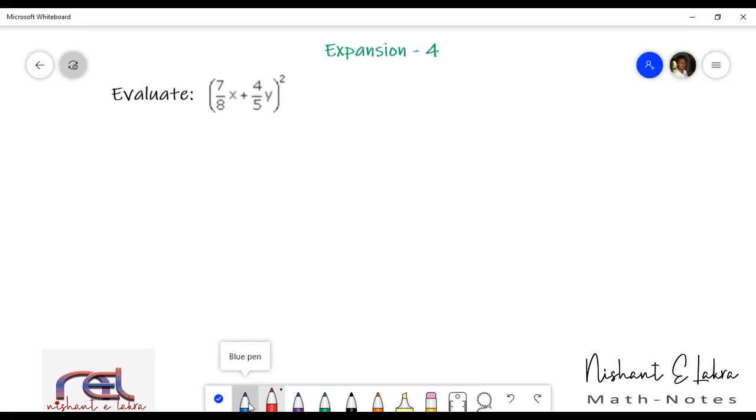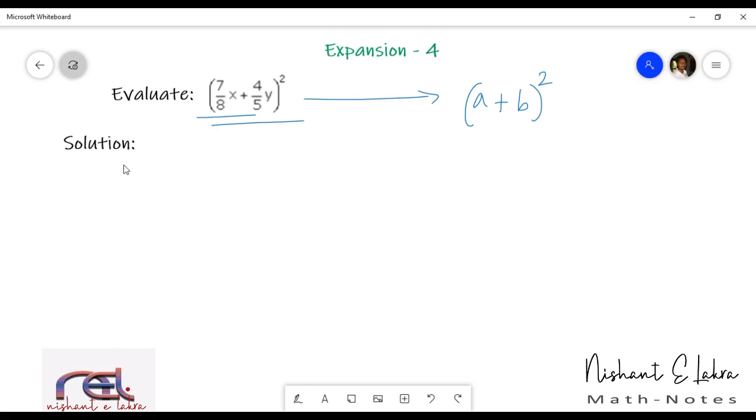Hello everyone, we are learning expansion and today we will see another question. Evaluate (7/8 x + 4/5 y) whole square. Looking at this expression, we understand this is in the form of (a + b) whole square. I'm sure that you know the expansion of (a + b) whole square.